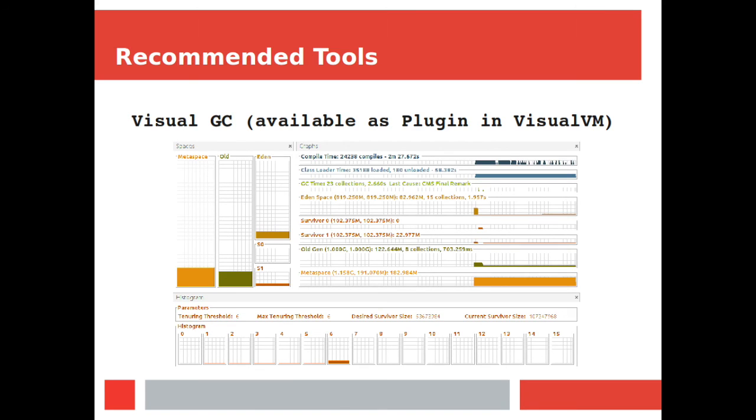VisualVM can be extended with a plugin called Visual GC. It will briefly show you very detailed information about the usage of the young and old generation object spaces. You can easily spot problems with garbage collections simply by analyzing these graphs during application runtime.